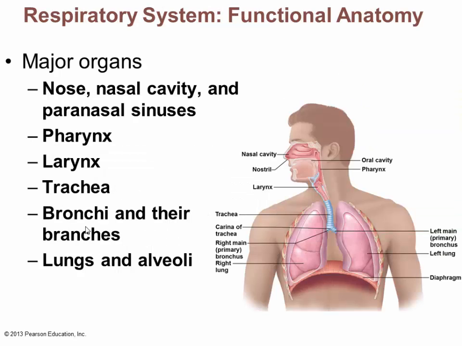Now, the basic major organs that we're going to look at that are all part of the respiratory system: we're going to start at the top with the nose, nasal cavity, and the sinuses, and work our way down to the lungs and the alveoli. So we're going to work with a top-down method.